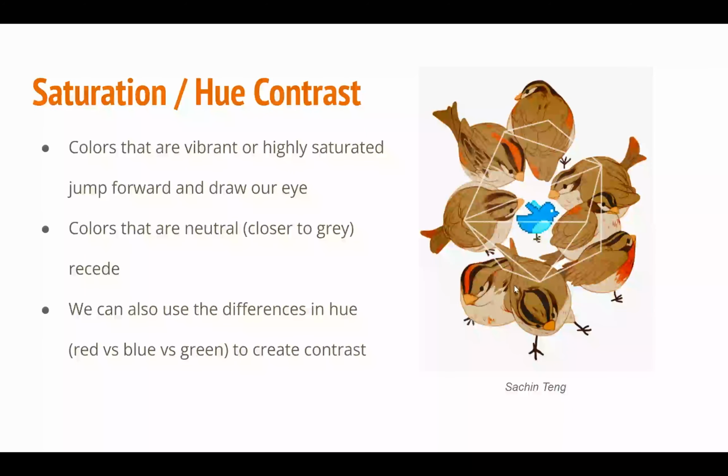Colors that are vibrant or highly saturated also jump forward and catch our eye. Colors that are neutral, closer to gray, recede. We can also use the difference in hue to create contrast, like the difference between blue and red. In this case, we have this really bright, saturated, unusual color, and all these guys have the same color. Because he's different, this little blue in here has really strong compositional focused attention. It has a lot of weight.